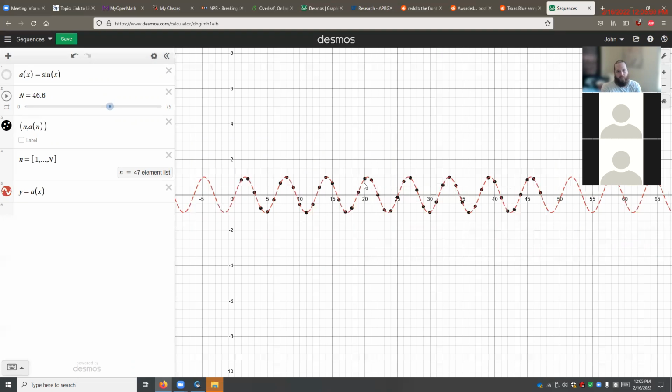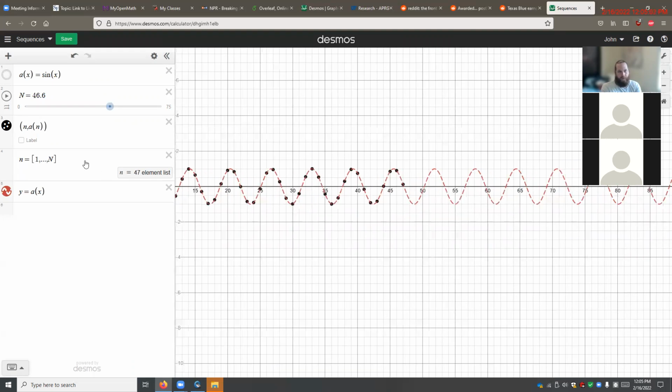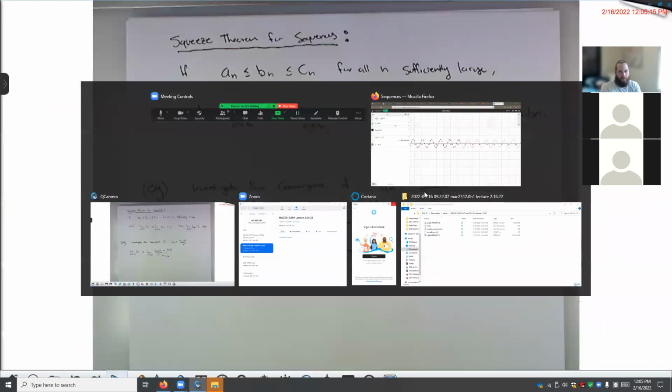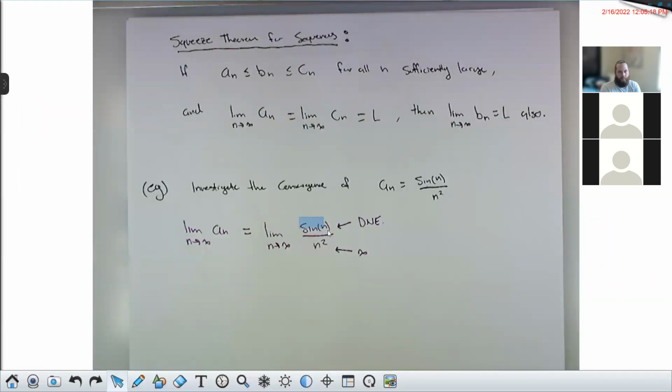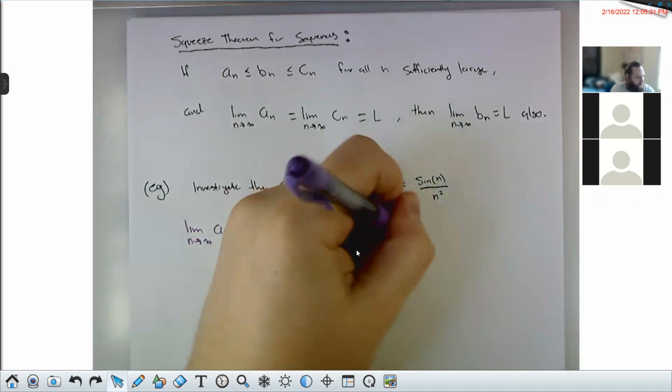And what you see is that this thing bounces around. It bounces all over the place. But what it doesn't do, these black dots are not getting closer to any particular value. There's no horizontal asymptote here. So the top, DNE. As n goes to infinity, sine n is a DNE. The bottom is going to infinity. And DNE over infinity is not a well-defined expression. So this is a big old question mark.